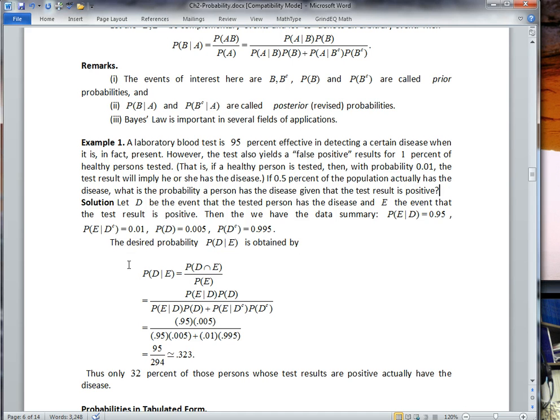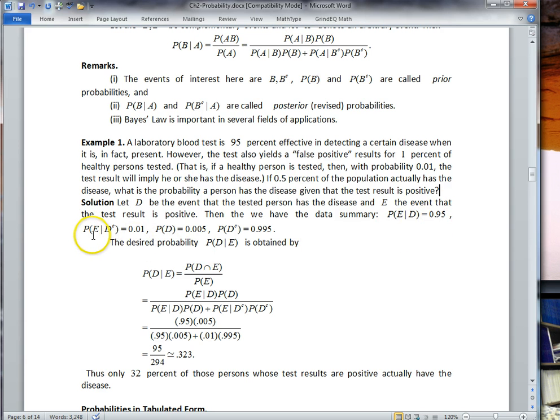Let's simplify this problem by thinking of it in terms of events. So if D is the event that the tested person has the disease, and E the event that the test result is positive, then if we summarize the data, that's P of E given D, given that the tested person has the disease, the probability the test result is positive is 0.95. So that would tell you this test is pretty good. So if you have the disease, you will be identified 95% of the time.